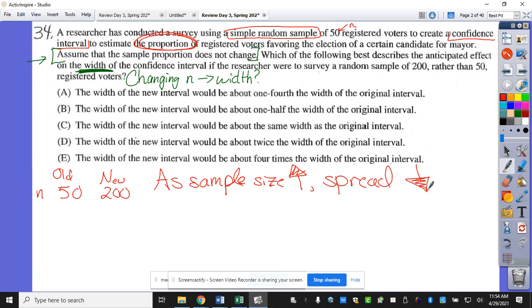So let's say that's all I can come to right now, and I have no idea where to go from there. Well, here, the new interval is a fourth, the new interval is a half, the new interval is the same, new interval is twice, new interval is 4 times. I am now down to 2 answer choices just because I know this, and I've not done anything yet.